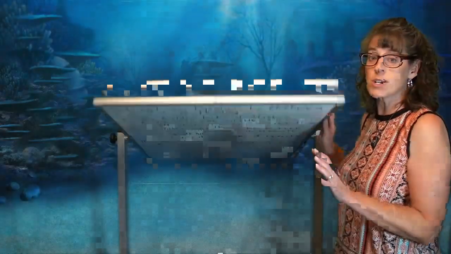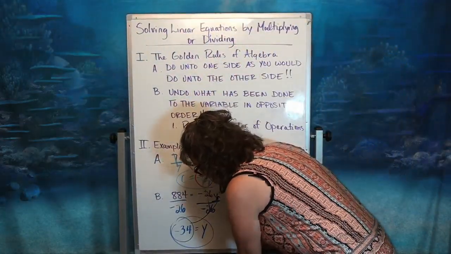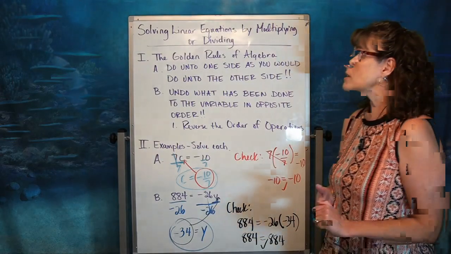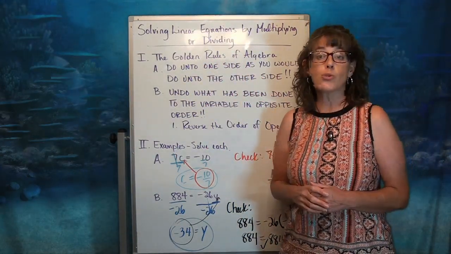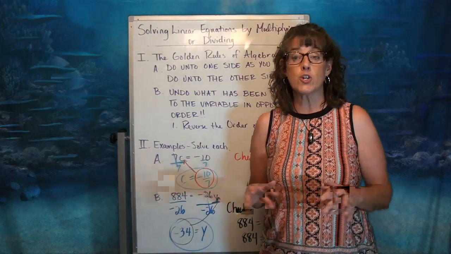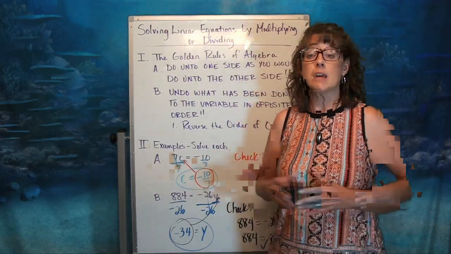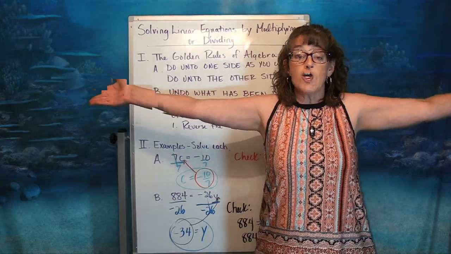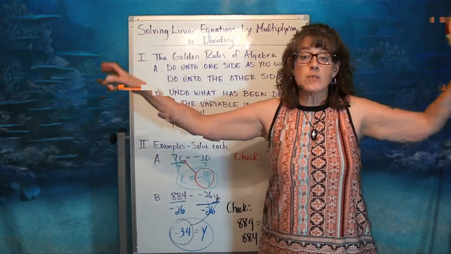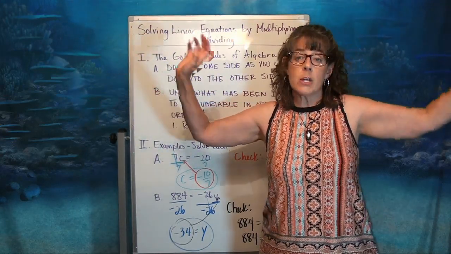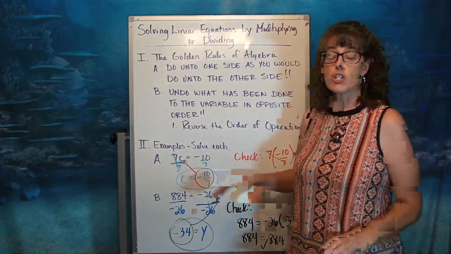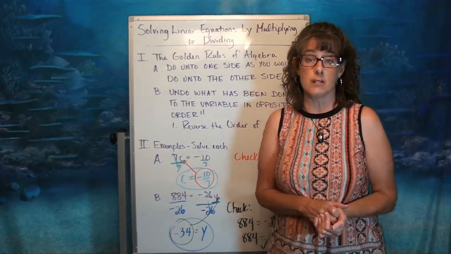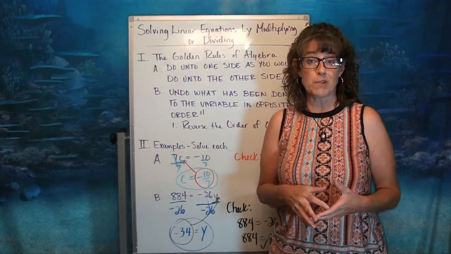But what I really want to stress to you, like I keep stressing in all of these videos for solving equations, is the two golden rules. If you can keep these two golden rules straight, you can solve any equation no matter how big it is. Keep that pan balance in mind. Do the same thing on both sides of the equal sign. Do unto one side as you would do unto the other side. And reverse those order of operations. Undo what has already been done to that variable, but undo it in opposite order.